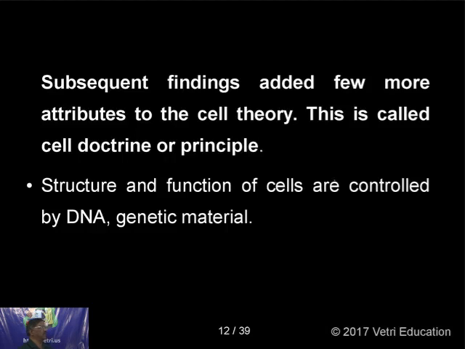Next, subsequent findings added a few more attributes to the cell theory. These are called the cell doctrine or principles. The structure and function of cells are controlled by DNA, the genetic material. Genetic material is the most important. It gives the transfer of characters from one individual to another, depending upon the nucleotides which are found in the DNA.